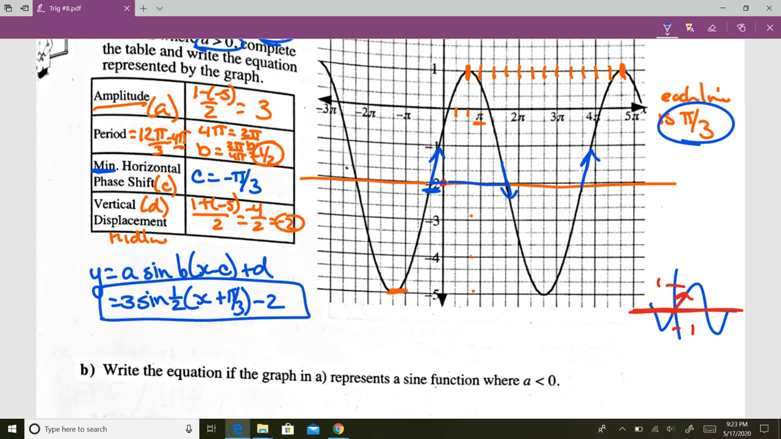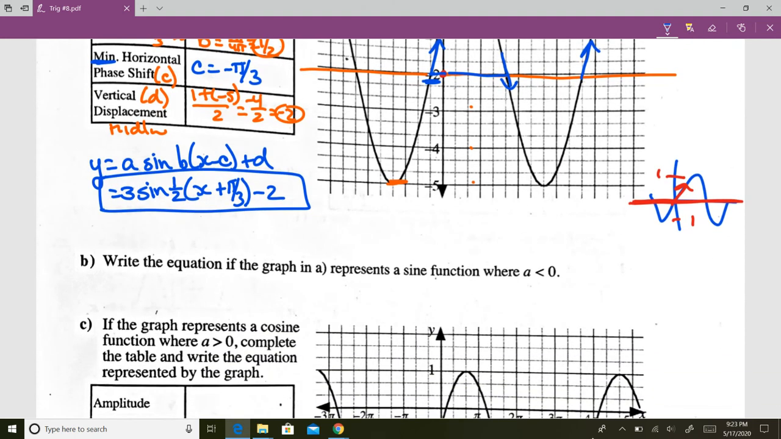All right. Now, they want to do the same thing, so they want the a value less than 0. Negative. Everything's the same, except c will change, and the a value becomes negative. So you just write negative 3 sine 1/2 x. We'll deal with the c value because that does change. Minus 2.